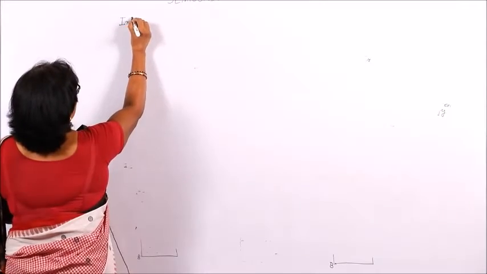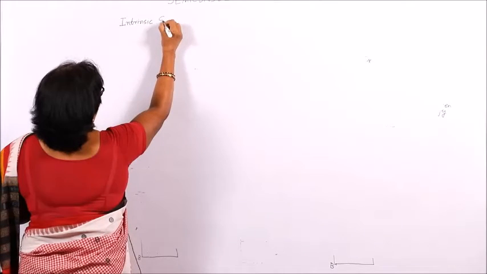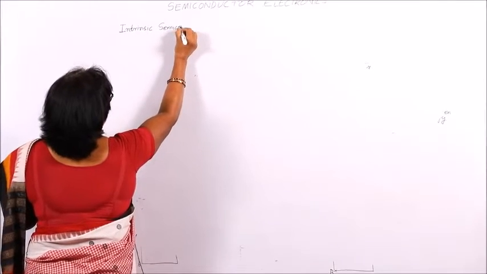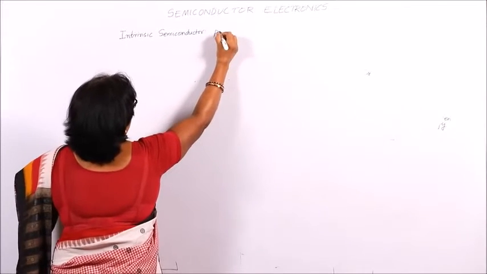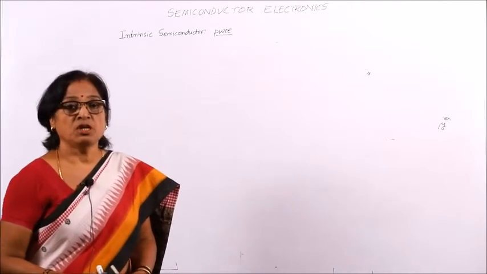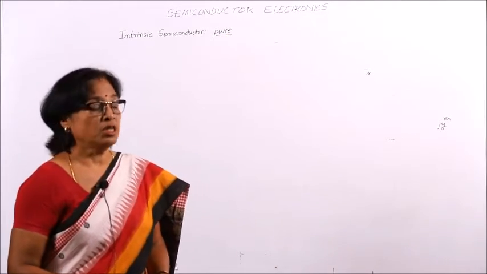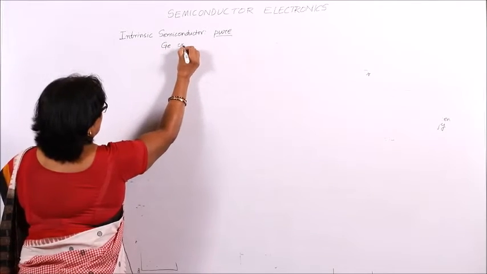Now, the intrinsic semiconductor is a pure form of semiconductor. When you have a pure form, this is a pure semiconductor. The purest form of the semiconductor is called intrinsic semiconductor. So, for example, I will take the case of a germanium crystal.